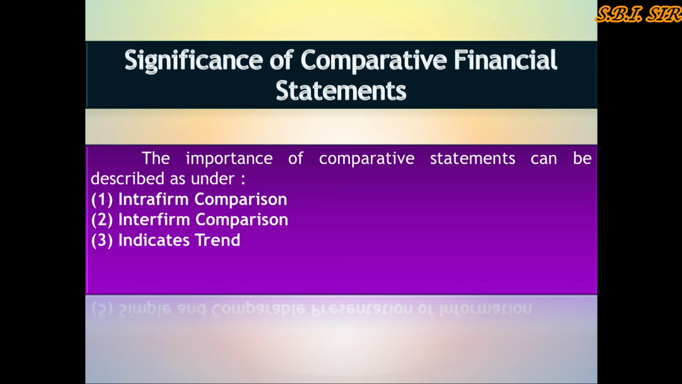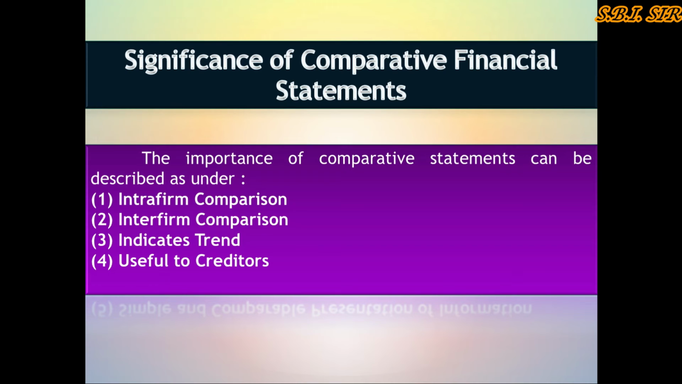Third, indicates trend. Due to comparison of financial statements of different years and different sections of a business unit, the information of trend pertaining to financial position and profitability is ascertained. On the basis of this trend, different stakeholders undertake forecasting of their decisions. The trend of different aspects is disclosed by financial statement analysis. The trend helps to make decisions.